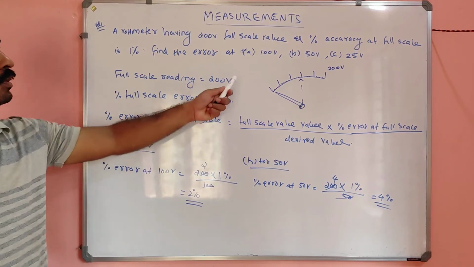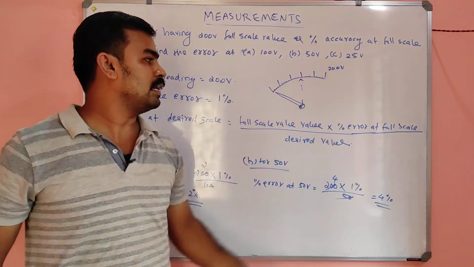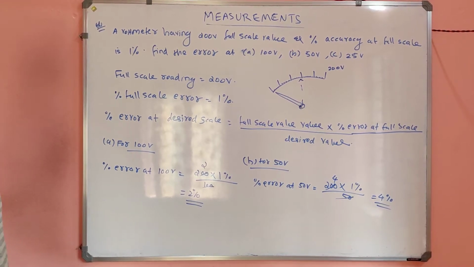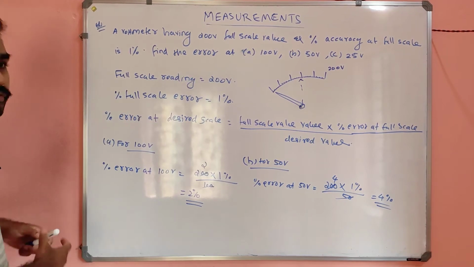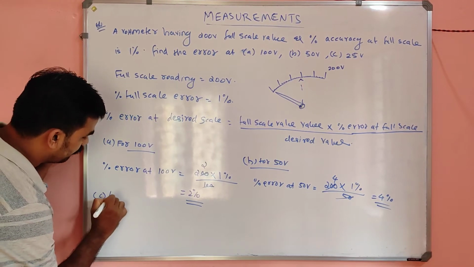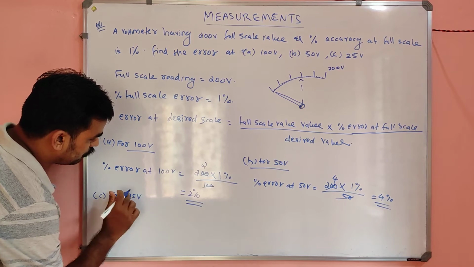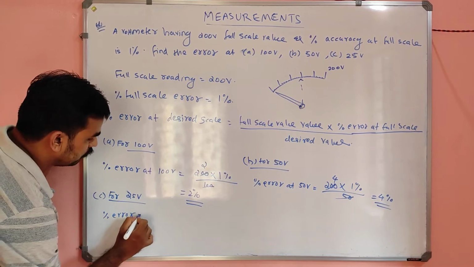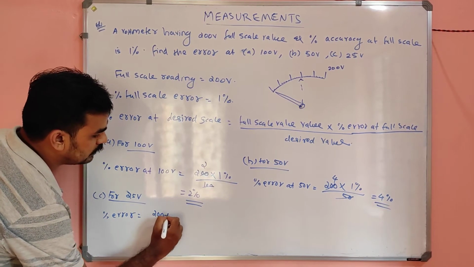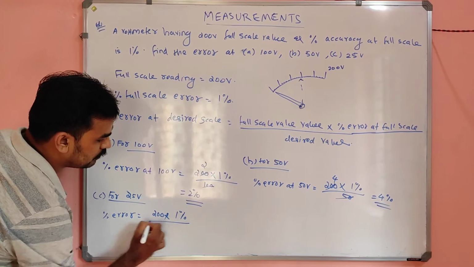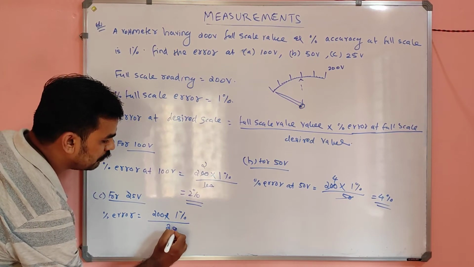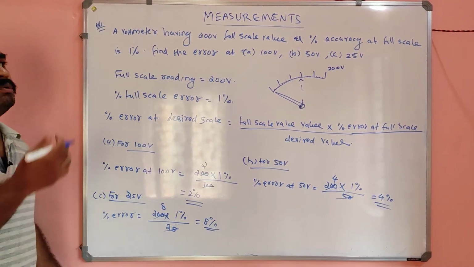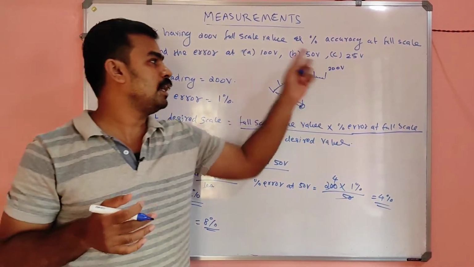So see, next value for 1 by what? 25. See this one, 25 volt. Let's see that for 25 volt. For 25 volt, what will be the error? So percentage error will be equal to what? Full scale reading, there is no change in that. Full scale percentage error, there is no change in that. Desired value is 25. 8%. See, 25 means 1 by 8 of the full scale value, my dears.